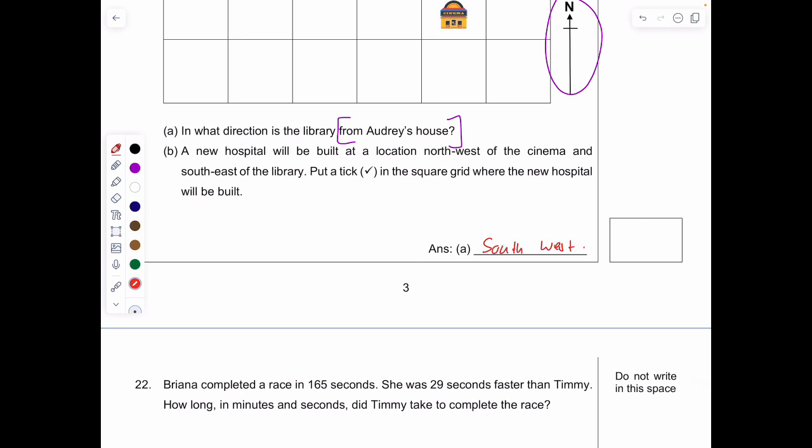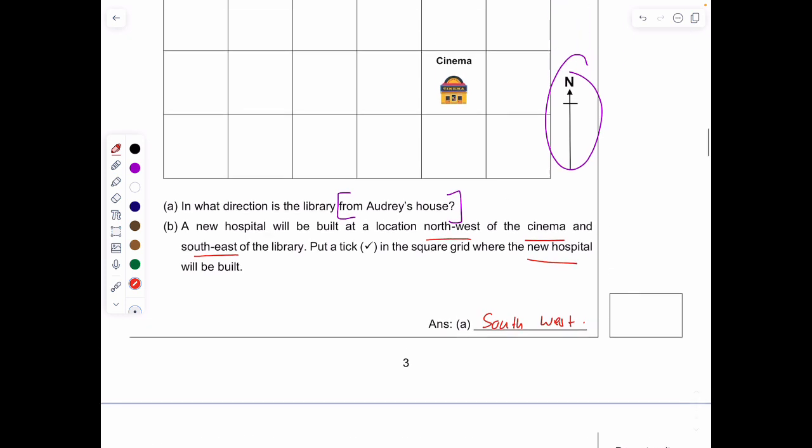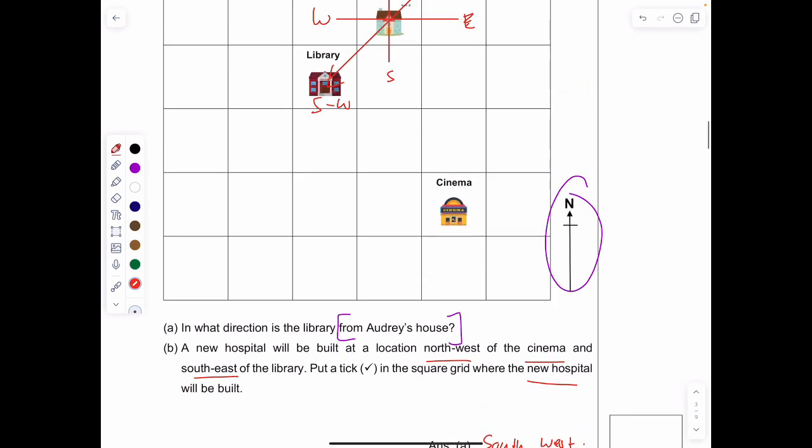Now, they say then a new hospital will be built in a location northwest of the cinema and southeast of the library. Put a tick in the square grid where the new hospital will be built. So let's take a look. So once again, we have to draw our north, south, east, west. Sorry, wrong. Now north, south, east, west, correct. Okay.